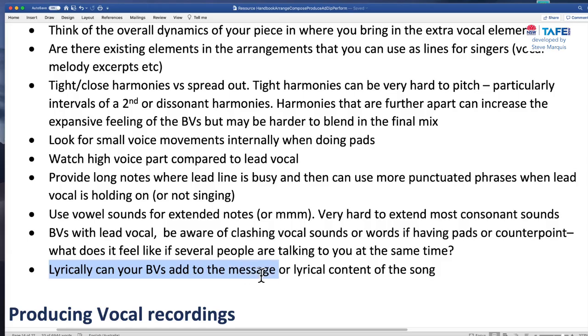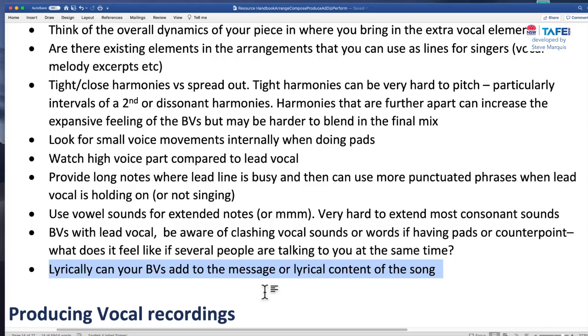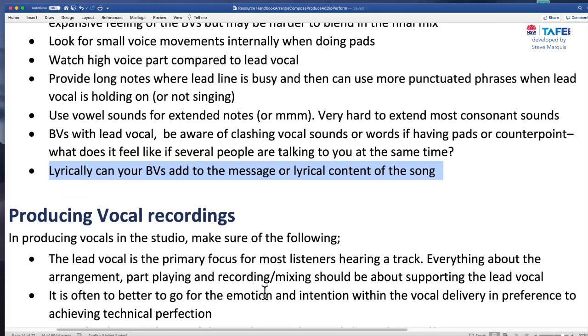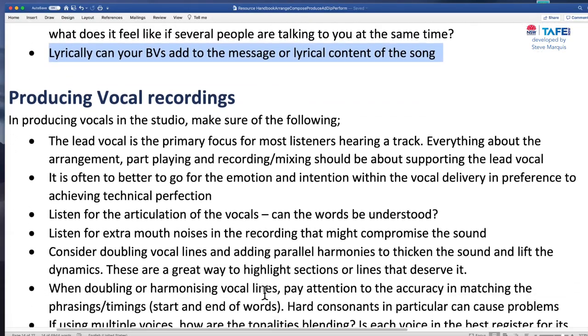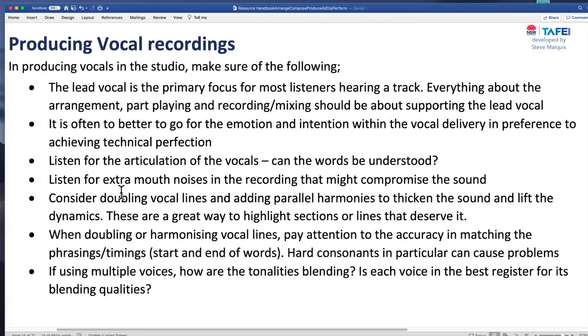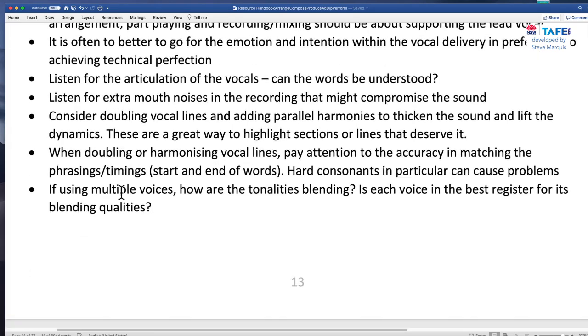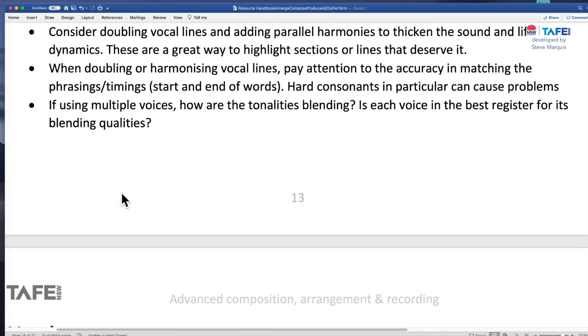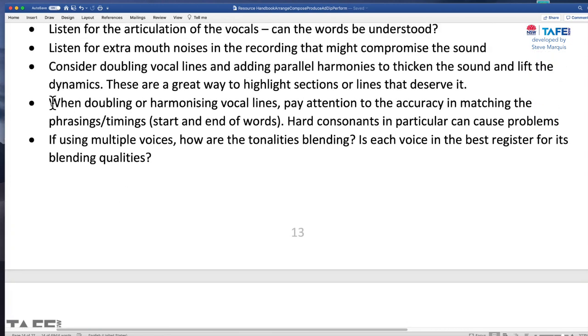And as we saw with My Stick, lyrics can add to the backing vocals or add to the message or the storytelling content of the song. You can also hear that in the recording of mine. Now there's a section in the book on producing vocal recordings. That's about what to listen for in the studio while you're recording. So I'm going to skip that for now, but I will just have a look at this part.